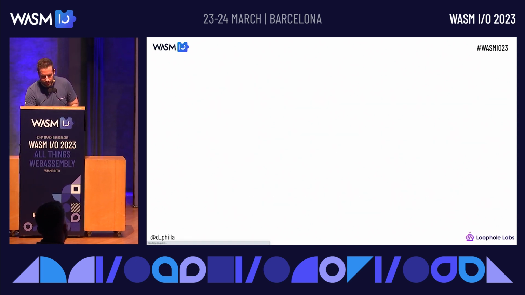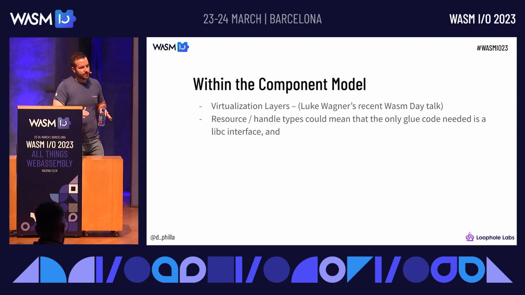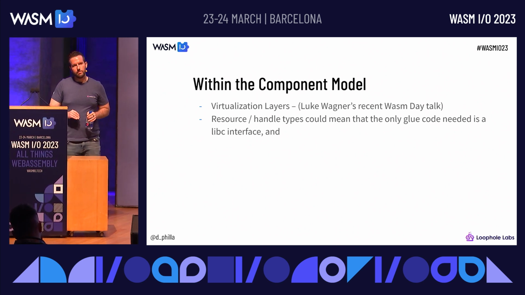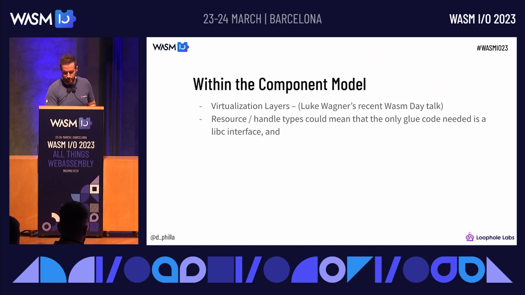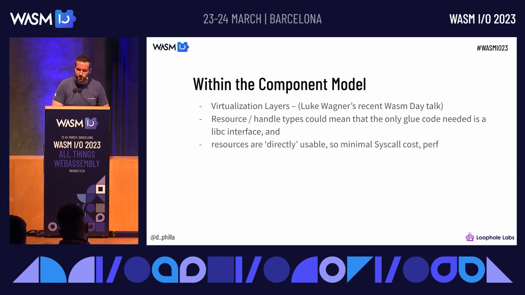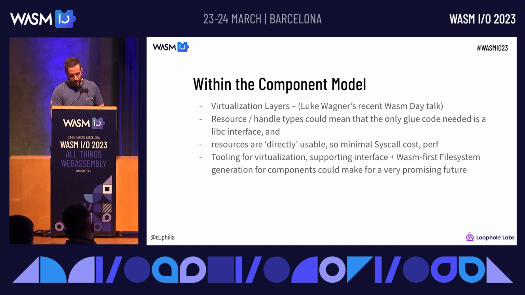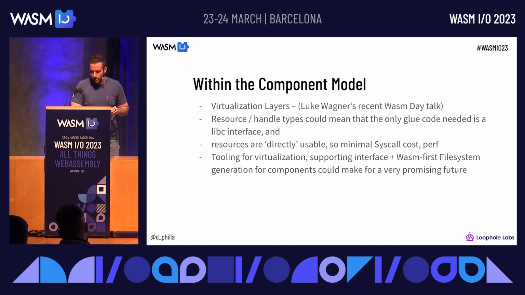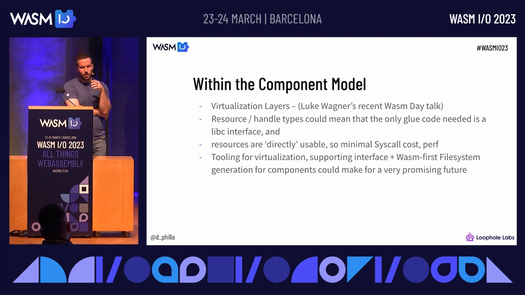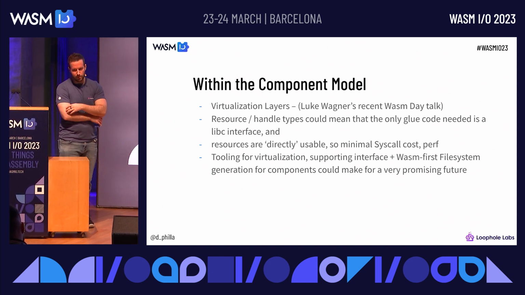And if we're thinking about this as a force for standardization, a tool like this could be helpful for generating some of those layers. Things like resource and handle types could mean that only glue code is really a libc interface. Resources are more directly usable, so there's minimal syscall cost. Performance hits are also minimal. And tooling for virtualization for supporting interface plus WASM-first file system generation for components could make for a decently promising future, maybe more of an interesting future if anyone decides to use it.